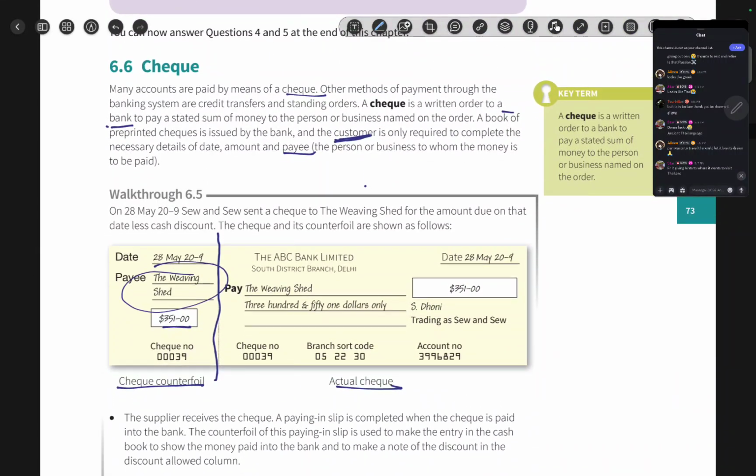A check is a written order to a bank to pay a stated sum of money to the person or business named on the order. So when you give a check to somebody, it doesn't mean that you're giving money to them, but it also does mean that. That's why when we receive a check, we record it on the debit side of our cash book. We record that we have received this money. But if the check is dishonored, it means we did not actually receive the money, though we recorded it already. So now we have to record it on the credit side to show a decrease in the bank balance. That's why there is check dishonor.